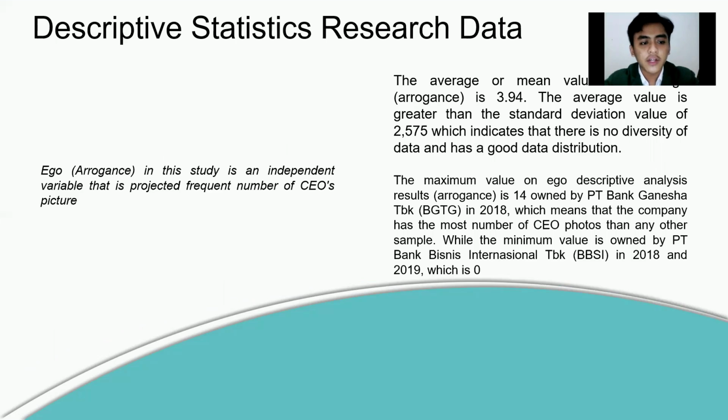Ego is an independent variable that is projected by the frequent number of CEO's pictures. The average value of ego is 3.94. The average value is greater than the standard deviation value of 2.575, which indicates that there is no diversity of data and it has a good data distribution. The maximum value on ego is 14, owned by PT Bank Ganesha in 2018, which means that the company has the most CEO photos of any sample, while the minimum value is owned by PT Bank International in 2018 and 2019, which is 0.